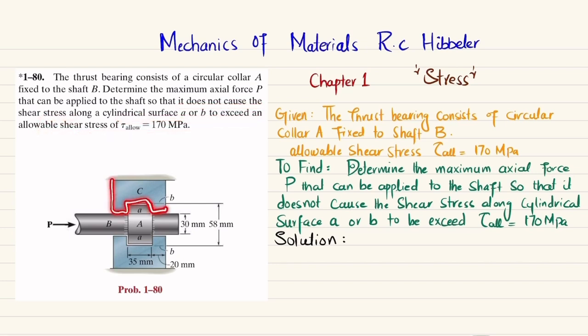You can see this is the thrust bearing, a circular thrust bearing, and this is collar A, which is fixed with the shaft B. Clear? And there is an axial load applied along the axis of this shaft, and it is given that at cylindrical surfaces B and A, the stress should not exceed 170 megapascal. Due to this force, there will be a shear force at this region, because it will cause it to shear this portion, and due to this axial load, it will also cause shearing in this region as well. So we'll find the maximum load that can be applied so it does not exceed the allowable shearing stress of 170 megapascal. The data is already given, so let's start with the solution.